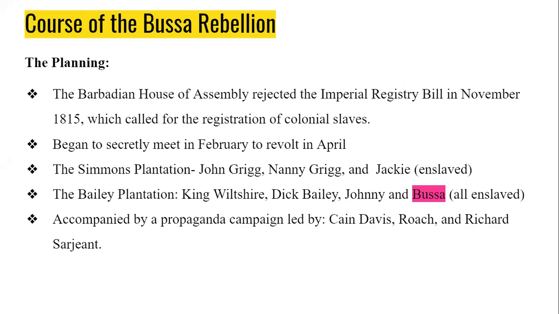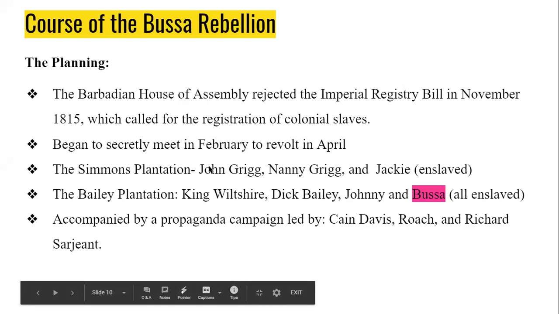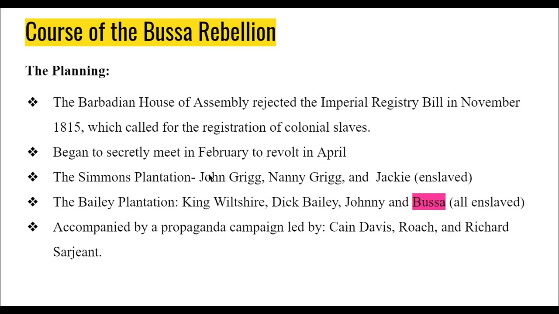Wars, revolts, or ambushes don't just start out of the blue. There has to be a bit of planning before any movement or gesture can be made. The planning and organizing of the Barbados Revolution began in February because the Barbadian House of Assembly rejected the Imperial Registry Bill in November 1815. The enslaved people got upset because they believed that this action would make their lives more difficult.